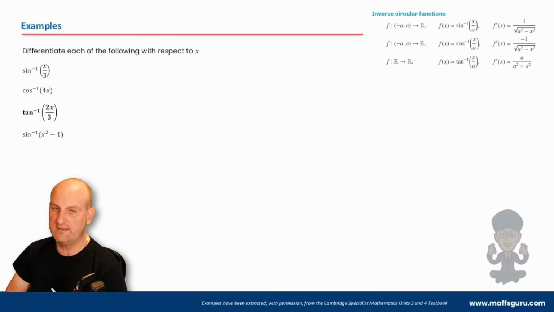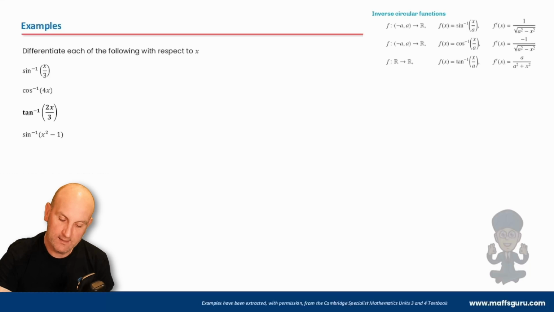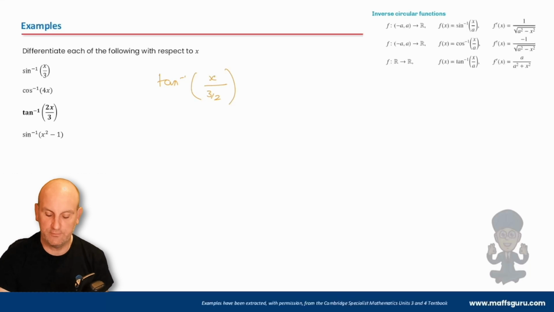What about this one here? Tan to the minus 1 of 2x on 3. Again, if I was feeling really brave, I could say that that would therefore be tan to the minus 1 of x on 3 on 2. All right, so x on 3 on 2, that gives me my a values.